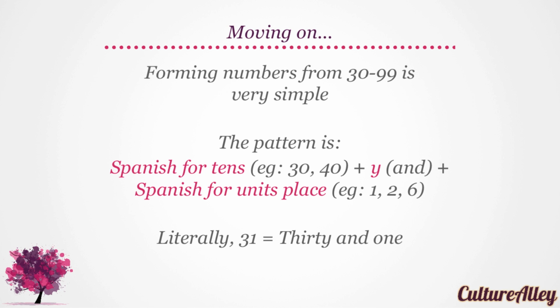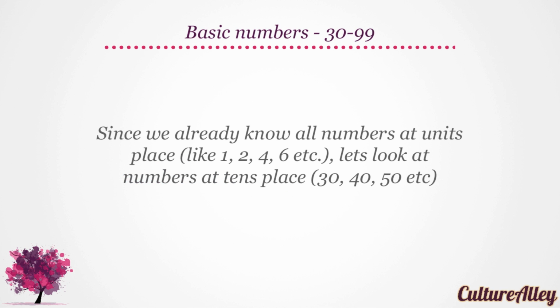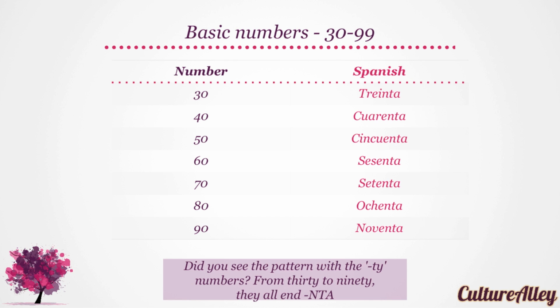Forming numbers from 30 to 99 is very simple. They all follow a simple pattern. The pattern is like this. Spanish for tens, like for 30 or 40, plus E, then Spanish for the units place. For example, 1, 2, 6. Literally, the conversion for 31 will be 30 and 1. Since we already know all numbers at units place, like 1, 2, 4, 6, etc., let's look at numbers at tens place, like 30, 40, 50, etc. The numbers at tens place gets translated as following.